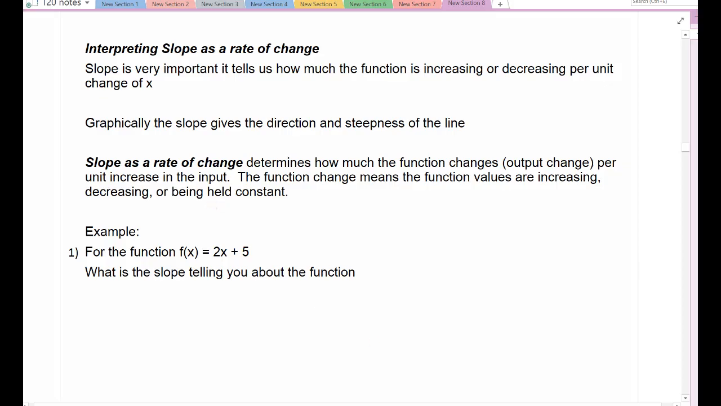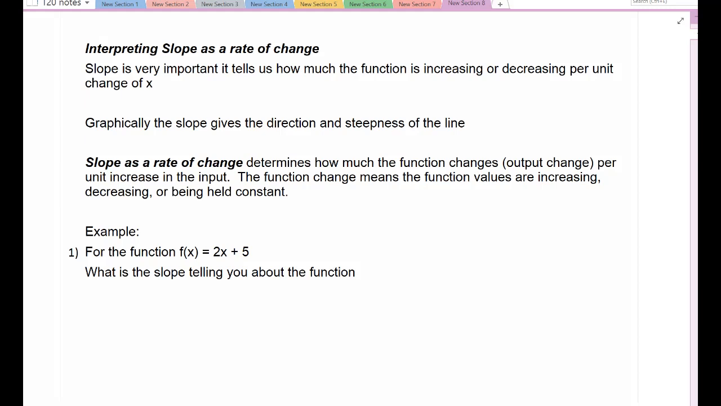Okay, so the last video we found slope, which is important to know how to do. What's equally as important is understanding what slope is telling you. Slope is very, very important. It tells us what's called the rate of change of the function. Slope tells us how fast or slow: if it's a big number it's fast, if it's a small number it's slow. A function is increasing if it's positive, decreasing if it's negative, per change in x.